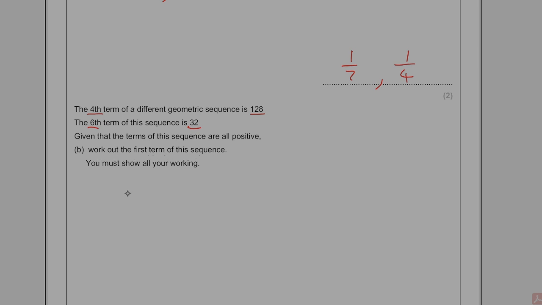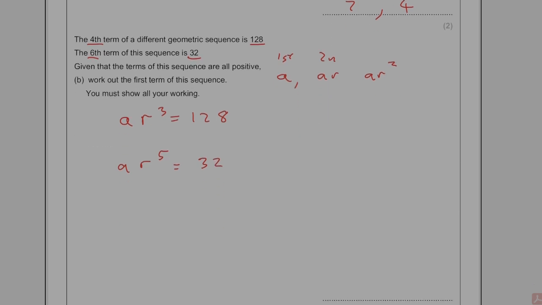So if we call the first term A, then what we're doing to get to the next term is times by R. So the first term would be A, the second term would be AR, the third term would be AR squared. So the fourth term would be AR cubed. So AR cubed is equal to 128, and AR to the power 5 is going to be equal to 32. So that's the fourth term, that's the sixth term.